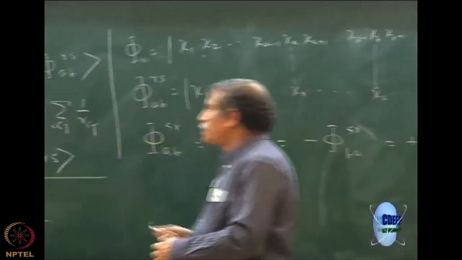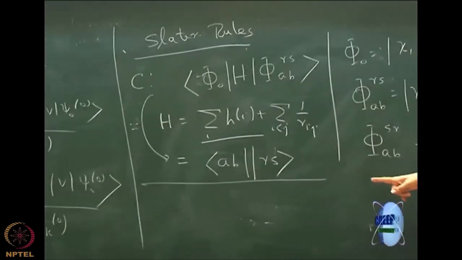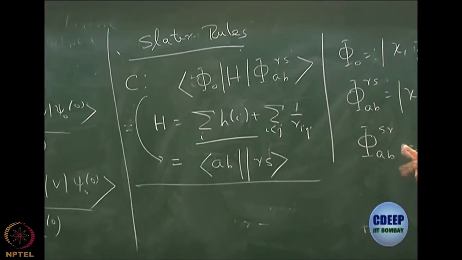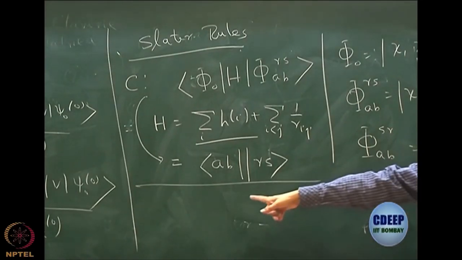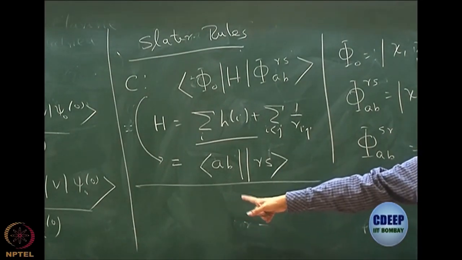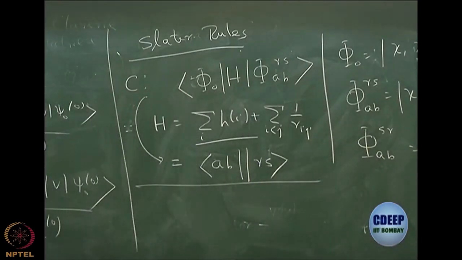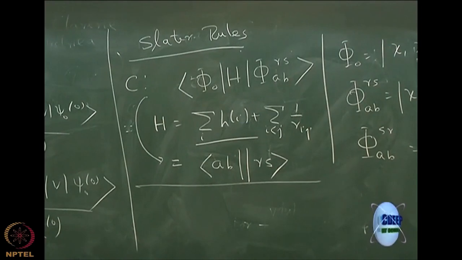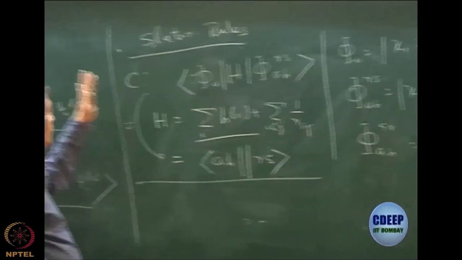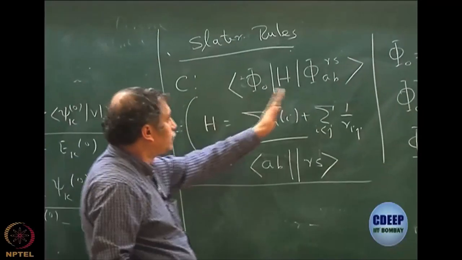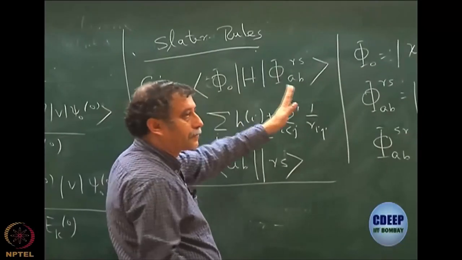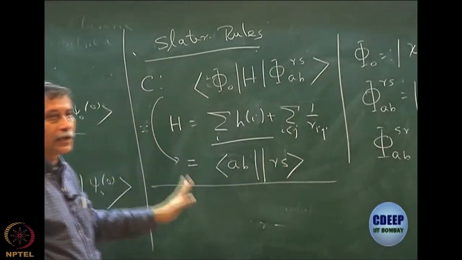If you understand up to this point, this is very simple. It is only one term, the differences, but remember it is an anti-symmetrized integral. Of course, don't forget, it is AB 1 by R12, 1 minus P12 and RS. So, if we now understand this, we can come back to this formula. Is it clear? I think you should be able to write all the Slater rules: expectation value, one difference, two differences for both one and two electron operators.